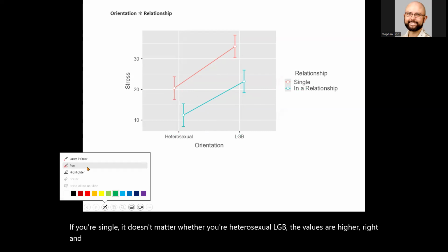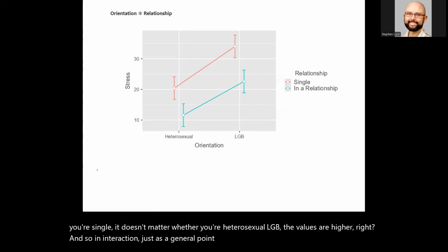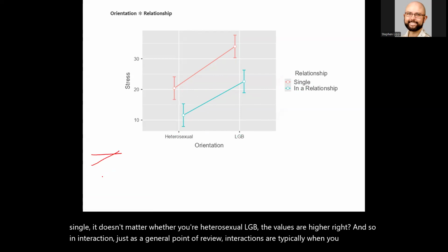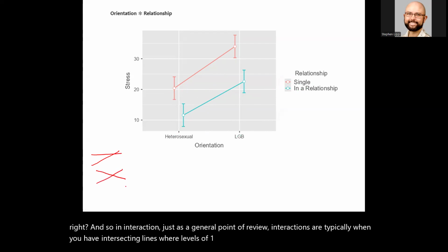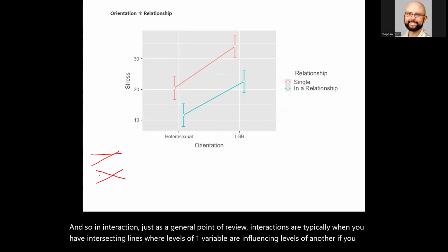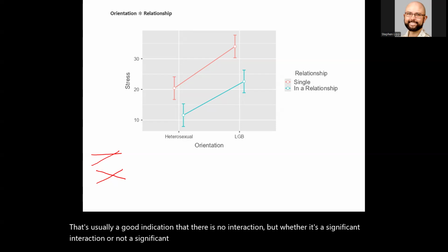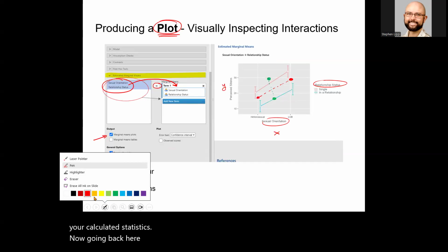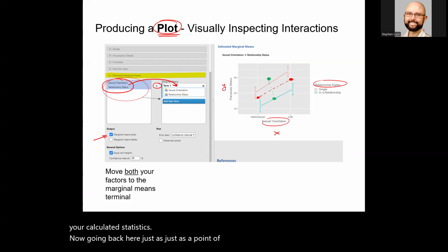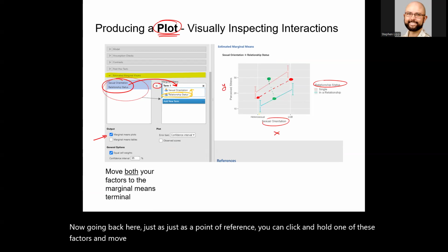And just as a general point of review, interactions are typically when you have intersecting lines where levels of one variable are influencing levels of another. If you have parallel lines, that's usually a good indication that there is no interaction. But whether it's a significant interaction or not, you would definitely want to confirm that with your calculated statistics. Now, going back here, just as a point of reference, you can click and hold one of these factors and move it up. By doing that, you'll actually change which specific variables are found on the x-axis and which are found in different colors.